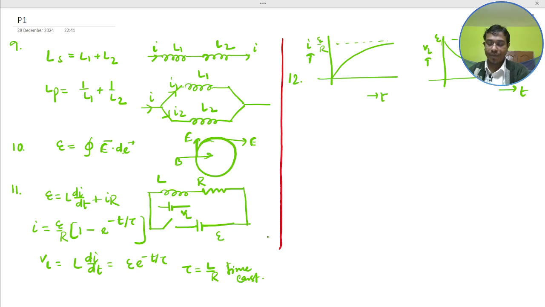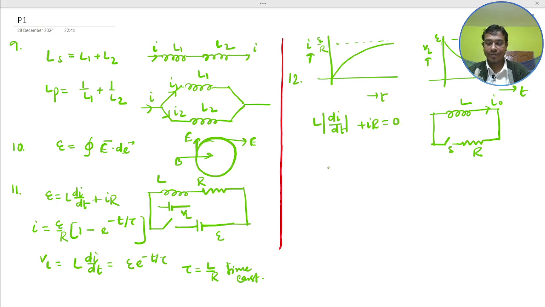So next one, the decay of current in an LR circuit. So LR circuit decay, this is basically the L, and here this is the R, and this is the current I naught. So by using Kirchhoff's law, L di/dt plus IR is equal to 0.